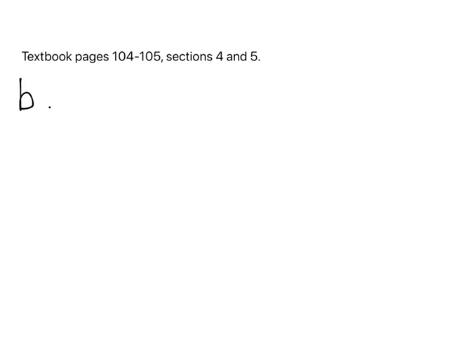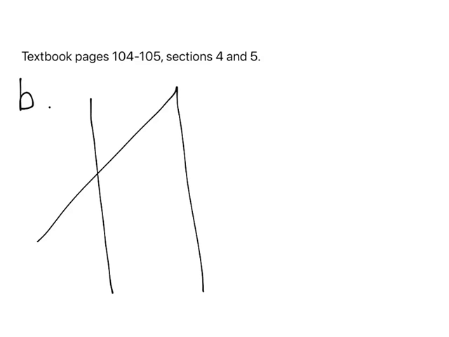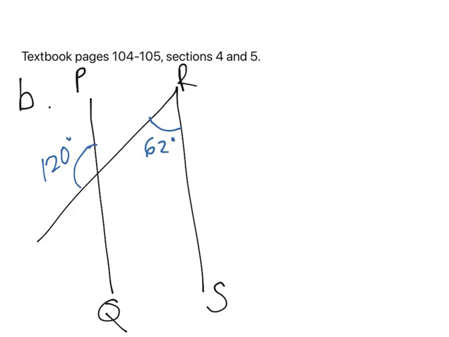Now, this is a little different here. Let's try this line again. Now we've got P and Q, and we've got R and S. And we are given angle 62 degrees and angle 120 degrees. Now, let's again use the information we know.